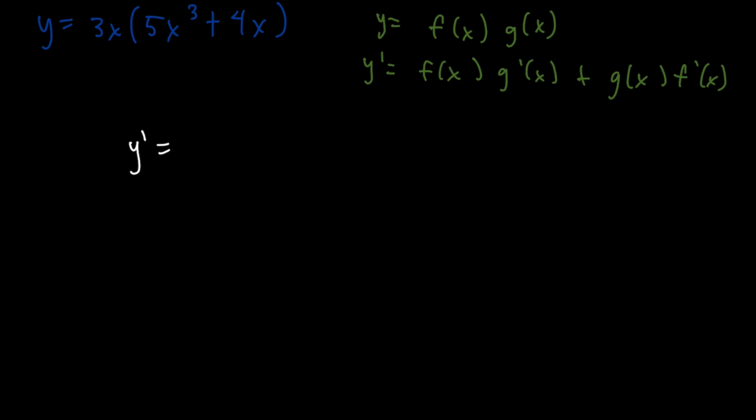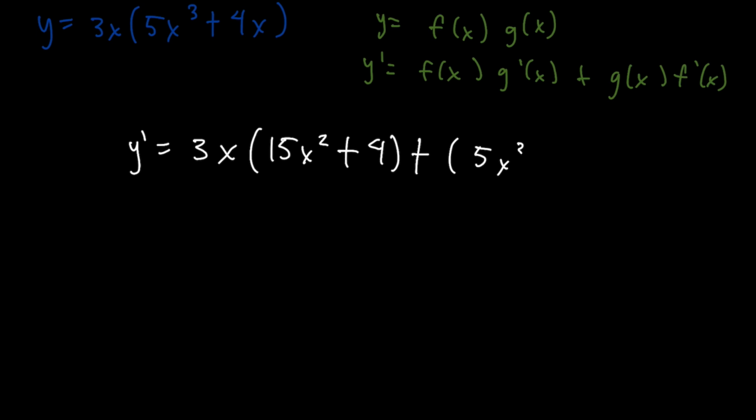So let's derive it. Let's copy the first term, which is 3x, then derive the second term, 5x cubed, that would be 15x squared, plus 4x, that is 4. Plus, let's copy the second term, 5x cubed plus 4x.